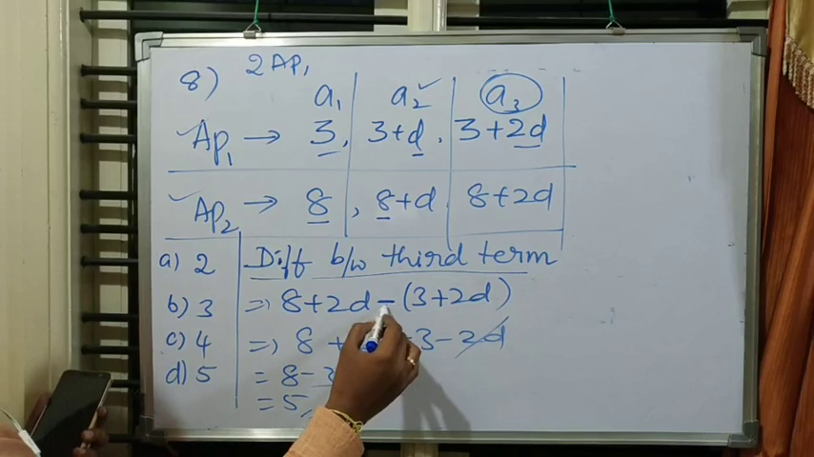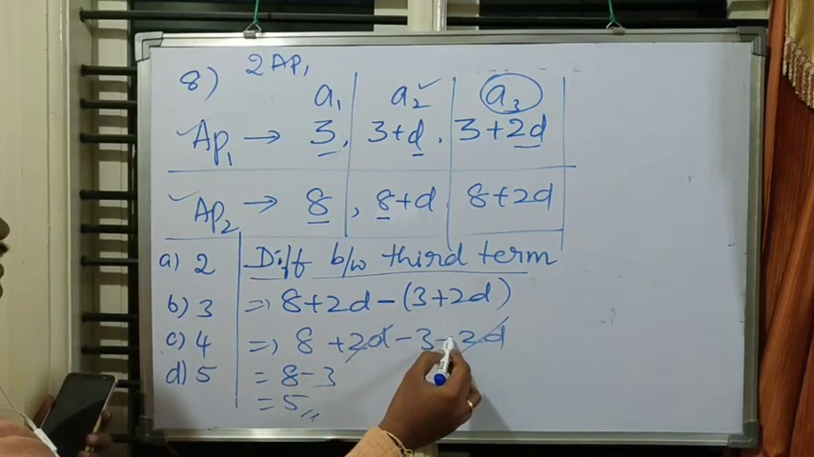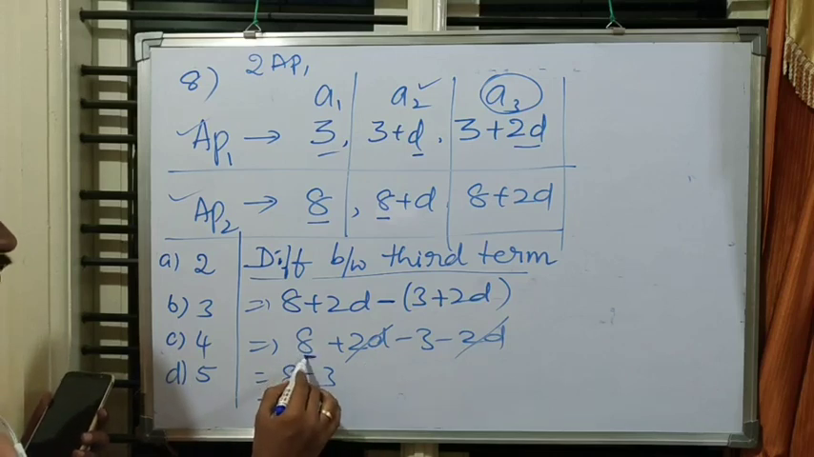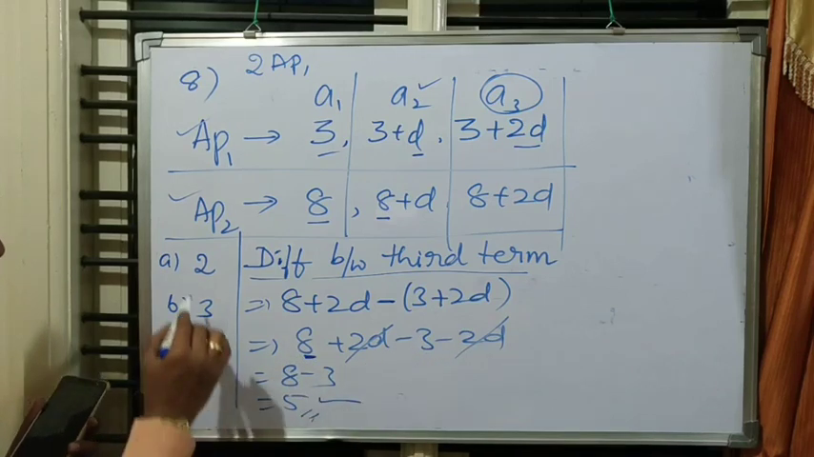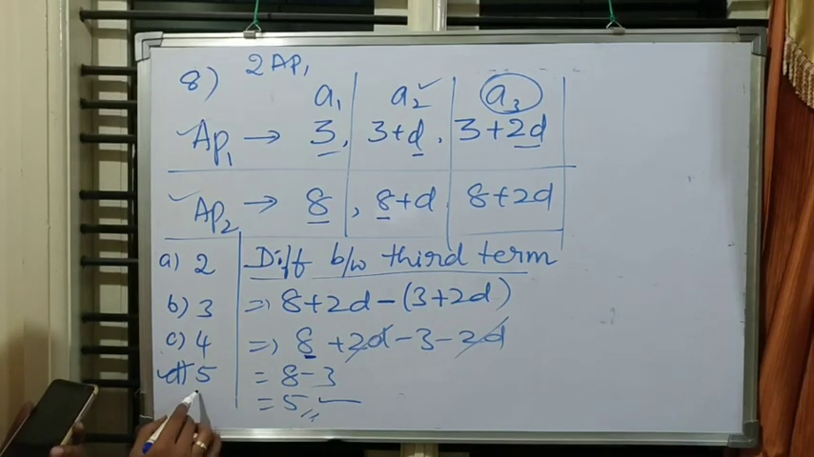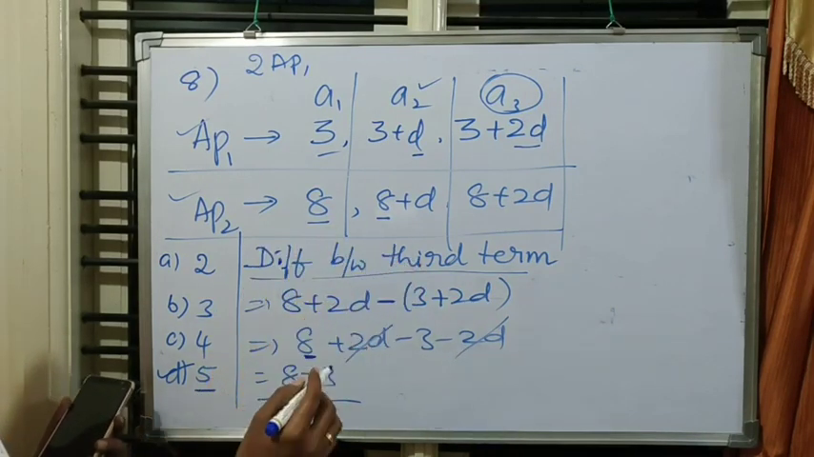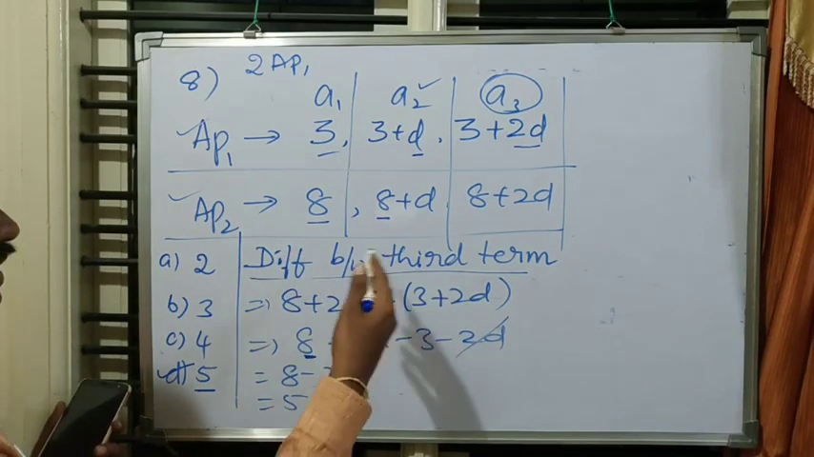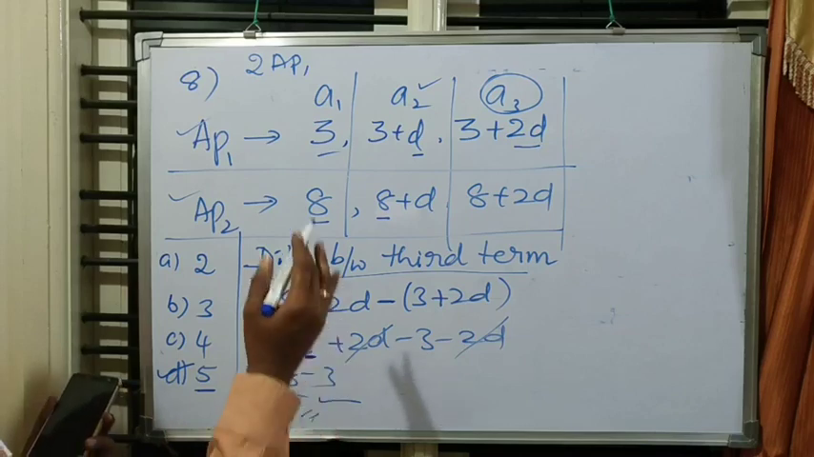Therefore 8 plus 2D minus 3 minus 2D, the 2D get cancelled. Therefore 8 minus 3 is 5. So our answer is D. In general, if you are not getting this formula and this overall procedure, the method is very simple.